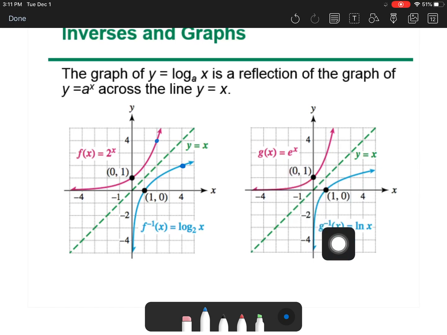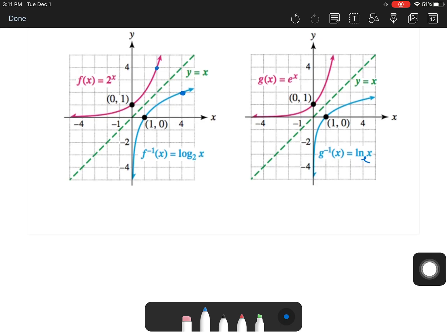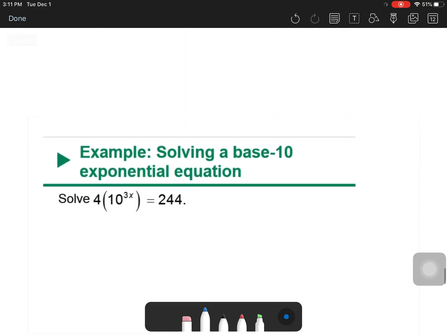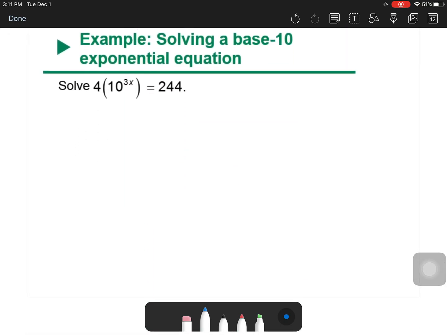Okay, and here we have e to the x and then the natural log function, which has a base e. So again, just another example of a log and its inverse function and the properties that they have when you graph them.